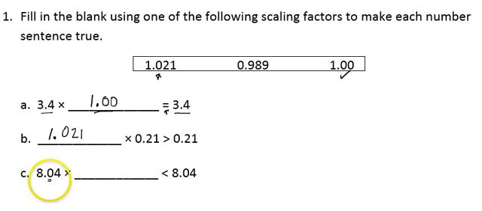And in the final question, I have 8 4 hundredths times some number will give me an answer less than 8 4 hundredths. That has to be a number that's less than 1. And my remaining decimal is 989 thousandths. That is less than 1. When I multiply it times 8 4 hundredths, I will get an answer that's less than 8 4 hundredths.